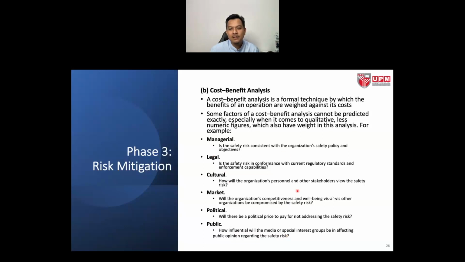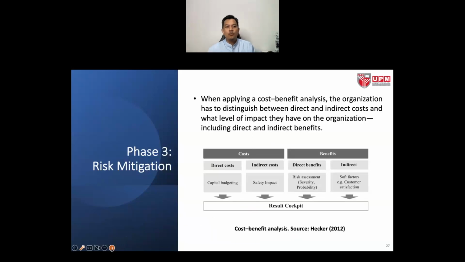So these are things that are not easy to quantify. They are qualitative and less numeric figures, but they can be weighed in terms of cost-benefit analysis. So when applying a cost-benefit analysis, the organization has to distinguish between the direct and indirect costs and what level of impact they have on the organization, including the direct and indirect benefits.